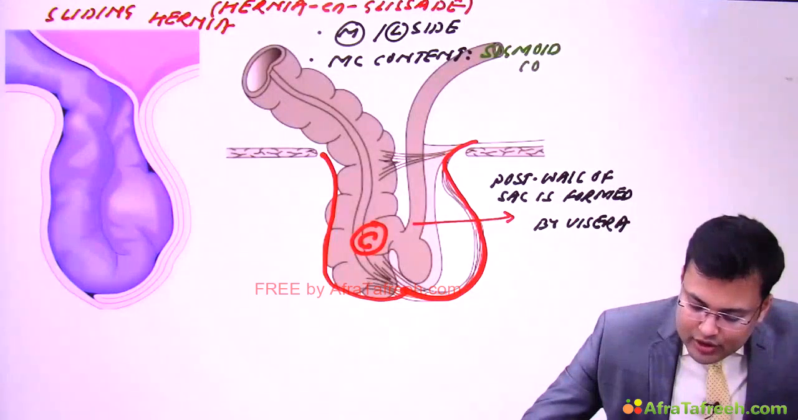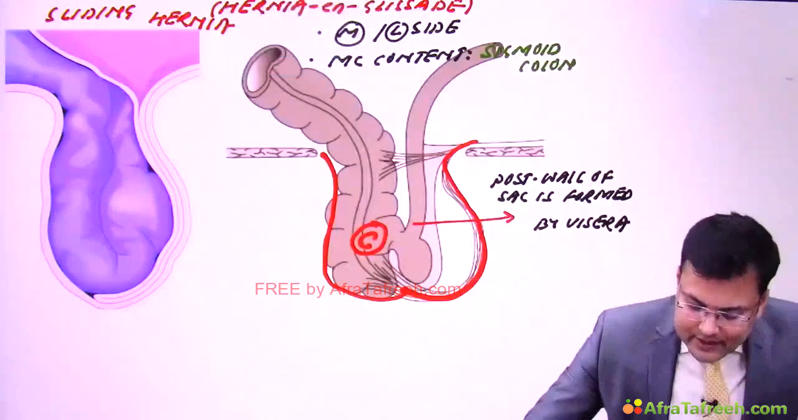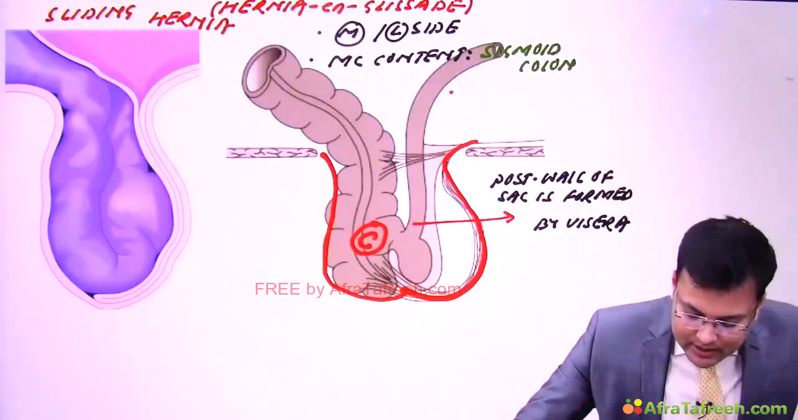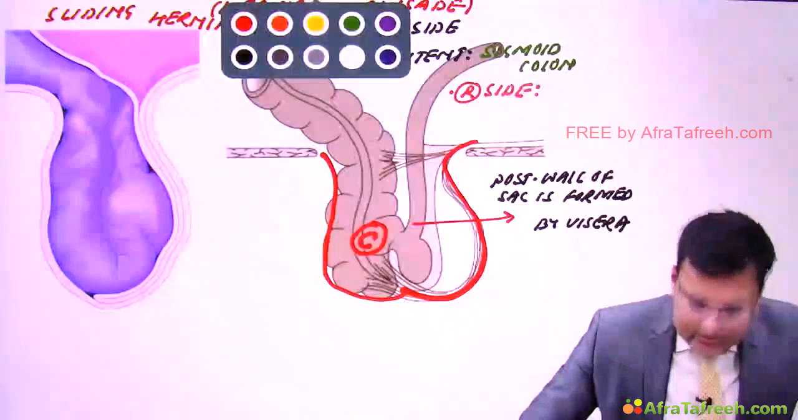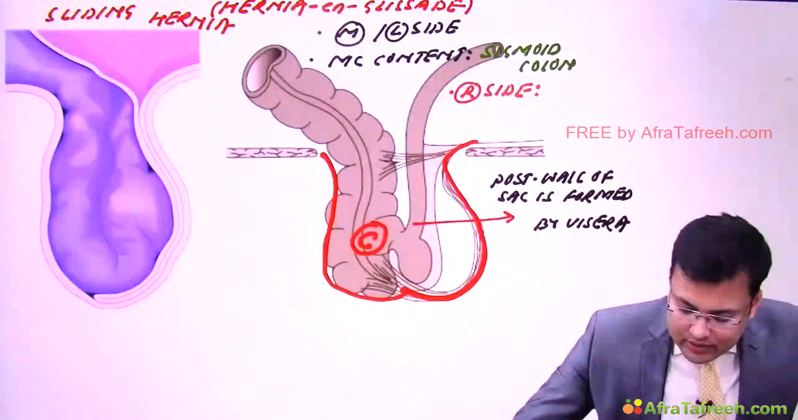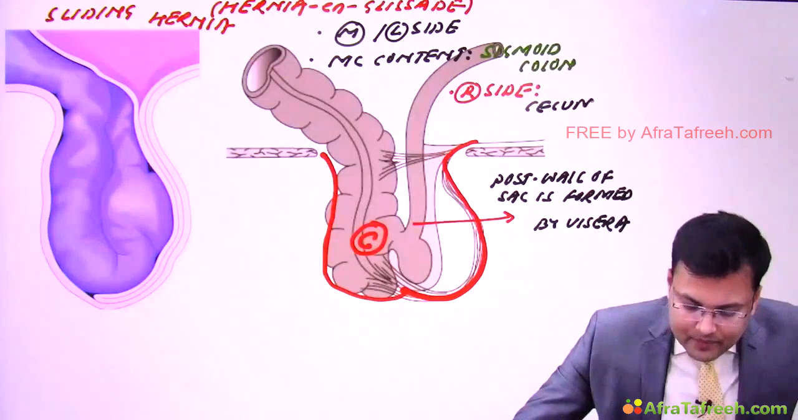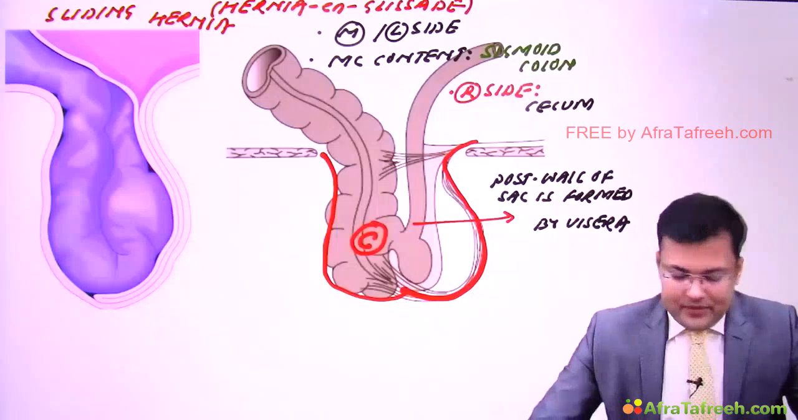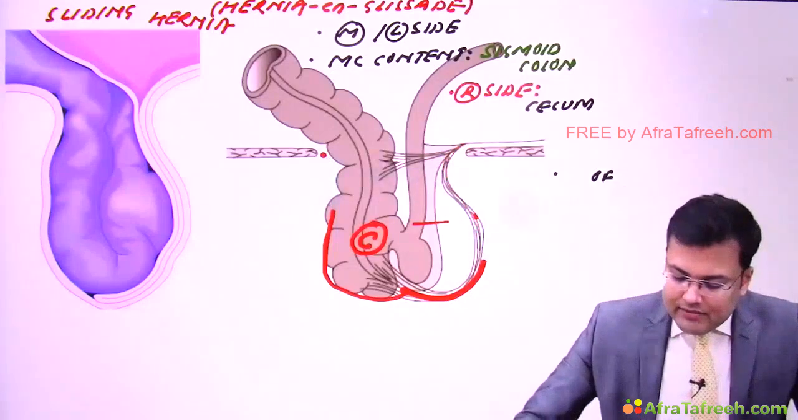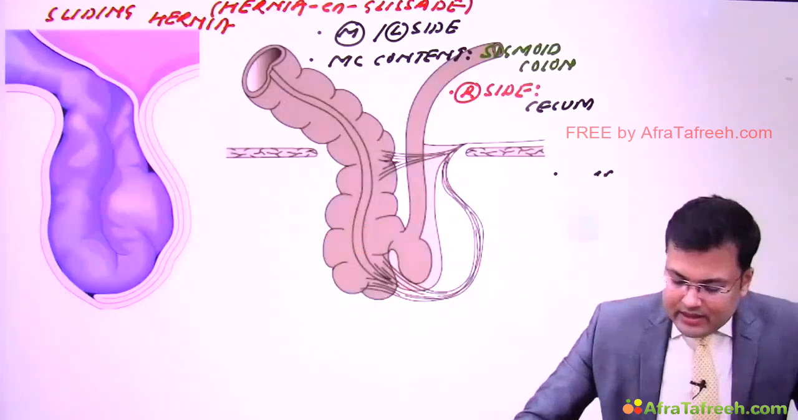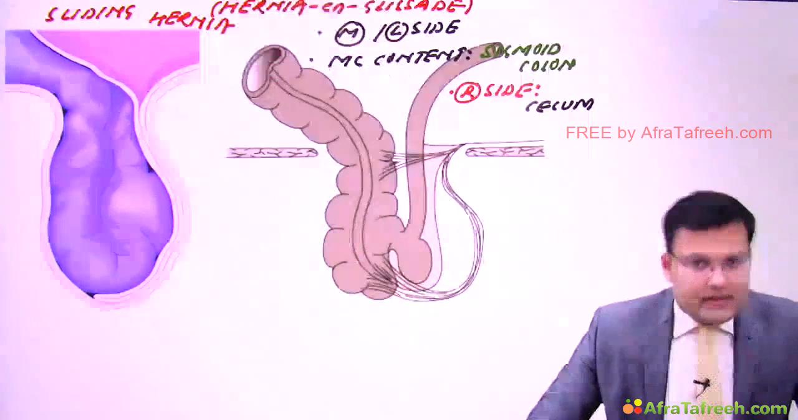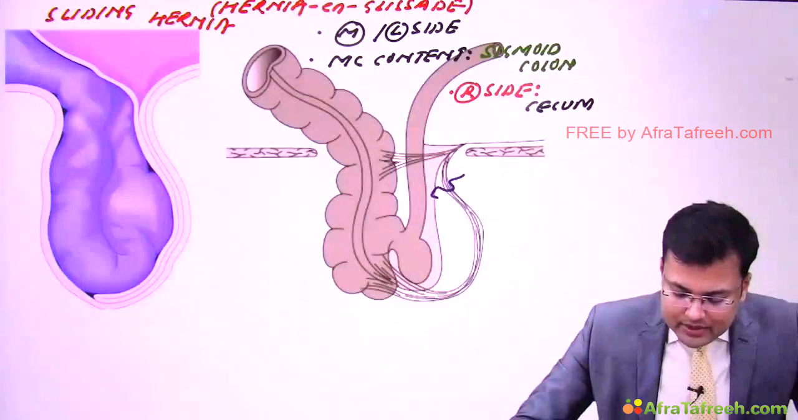It's the sigmoid colon. But specifically, if the question asks what the most common content is on the right side, the most common content is the cecum. Clear? What is the problem? If you remember how we perform hernia surgery, one of the steps is that we apply the purse string suture.